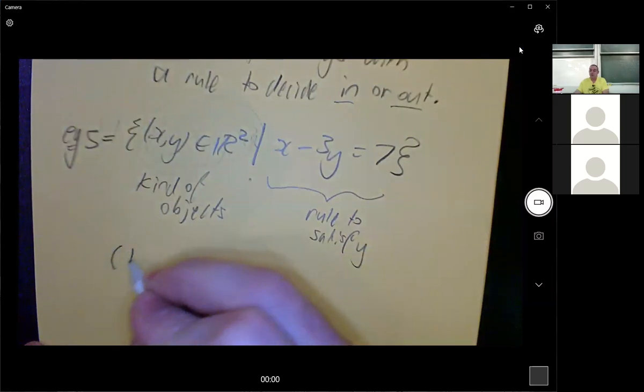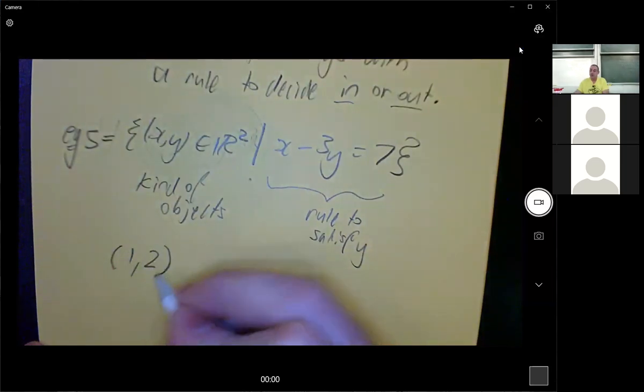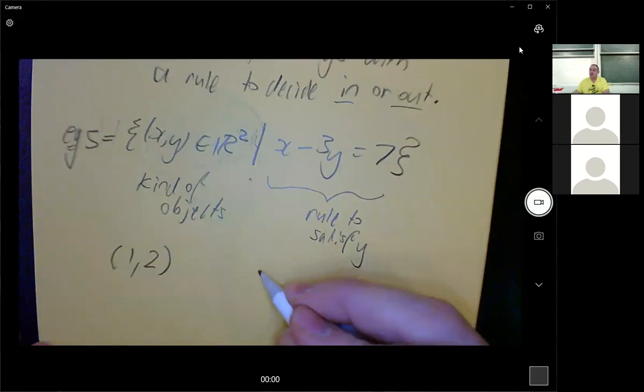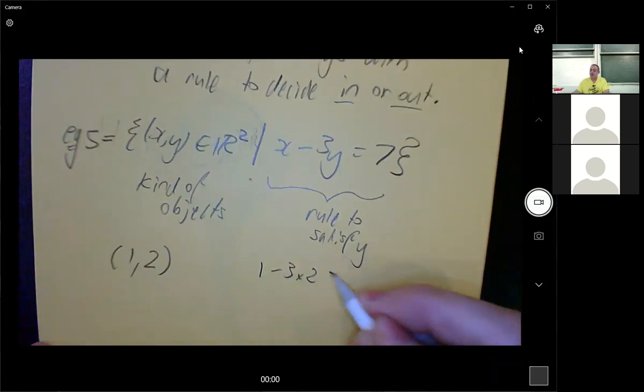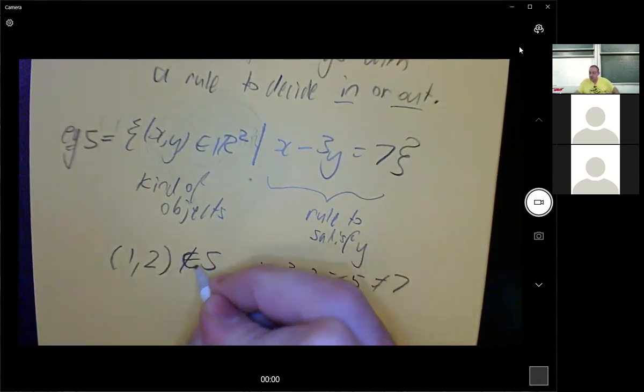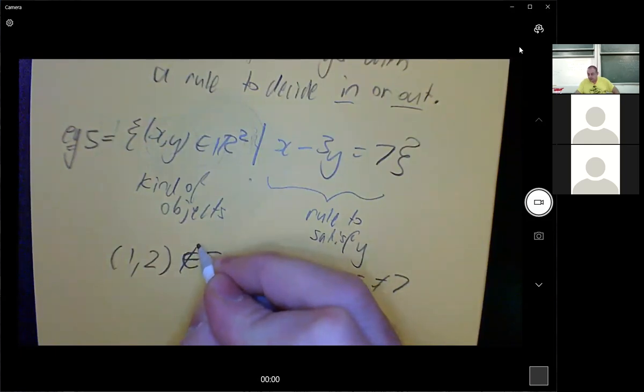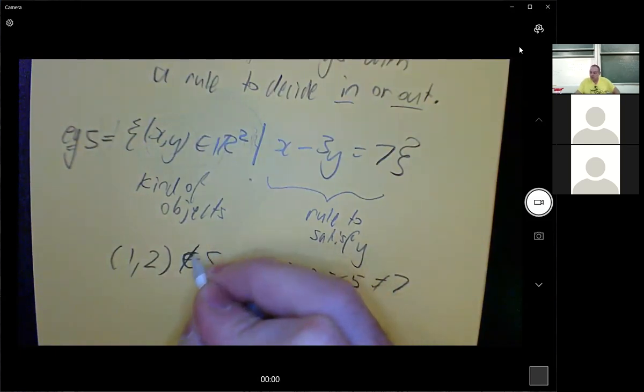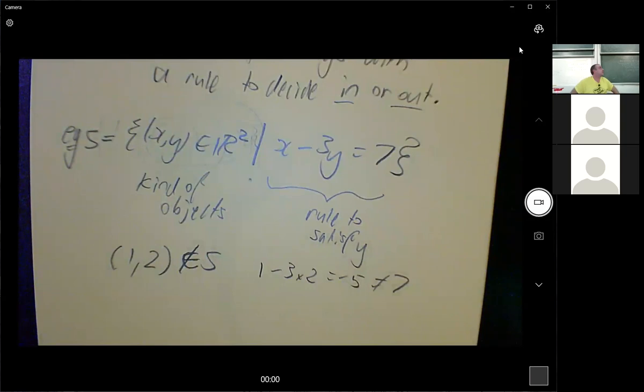So the point 1, 2, if I go 1 minus 3 times 2, I get -5, which is not 7, and so this is not in the set S. So this symbol means is in, and crossed out means is not in.